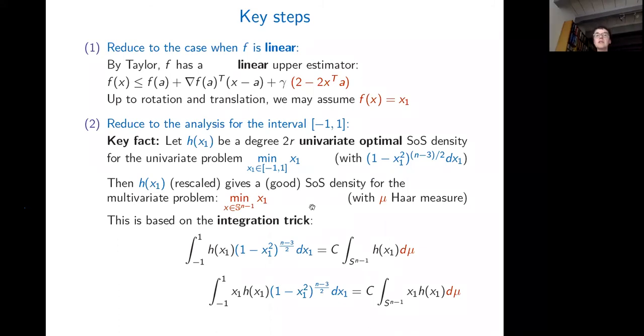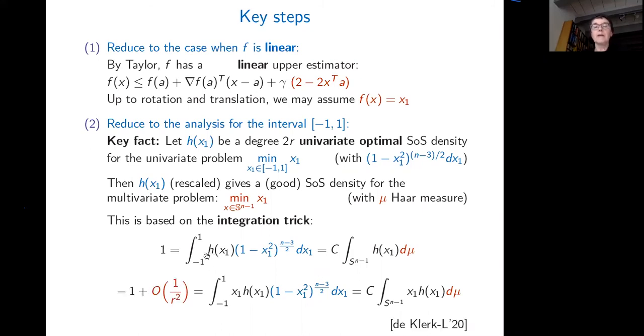And this is based on just doing an integration trick, which tells how to integrate a function of x1 on the unit sphere. You can reduce it to integrating the same function h of x1 on the interval, but now you pick a different measure on the interval -1, 1. So precisely this measure I'm considering here. And this integration trick, you can do it for h and you can do it for the product x1 h. And the point is that the constant c, which is appearing in both equations, is the same.